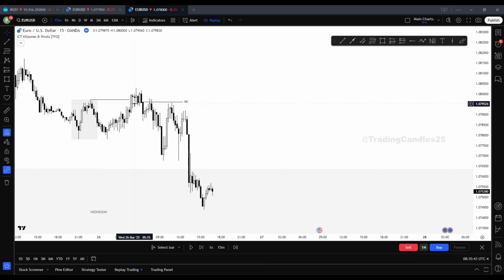I took an entry right at the low of this order block with my stop loss above the order block, and I targeted the drawn liquidity lower. And you can see once price tested the order block and then pushed lower toward the drawn liquidity.